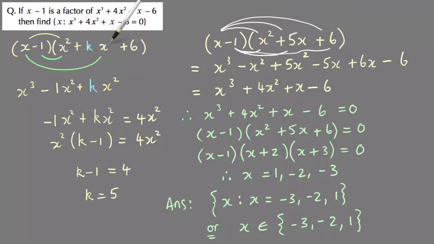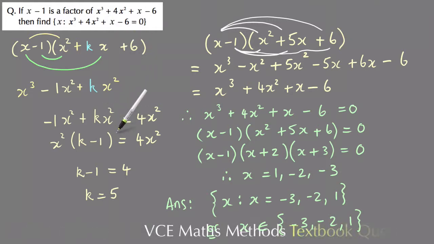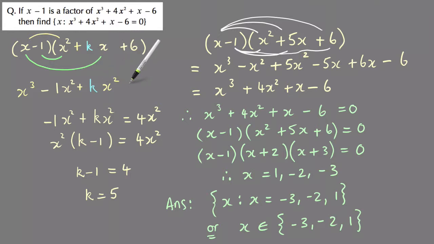I could have worked this out by, instead of finding my x squared terms, finding my x terms and doing minus 1 times kx, and then x times 6, and then using a similar approach to find the k value. But you only have to really look at either the x squared term that you get when you multiply these two out, or the x term, and I usually pick the x squared term.